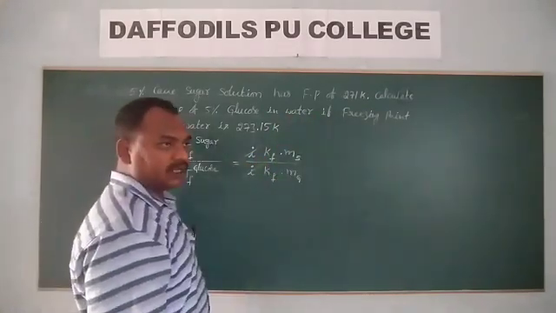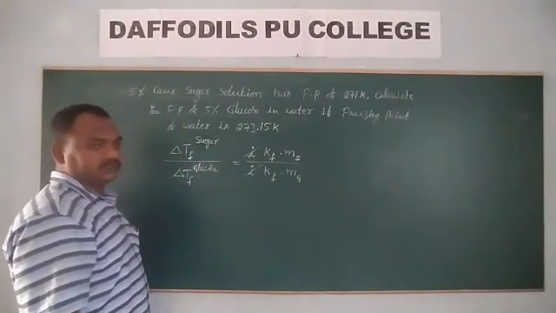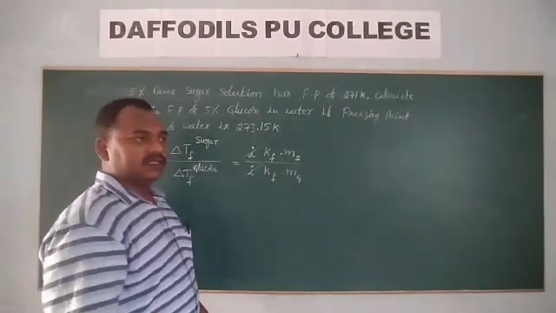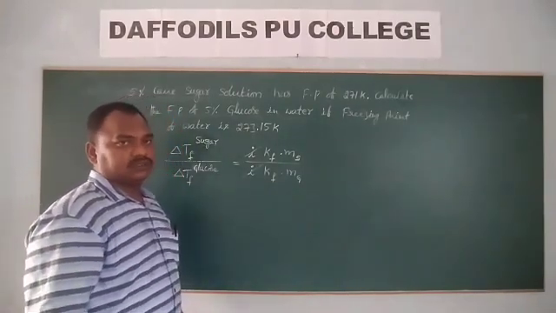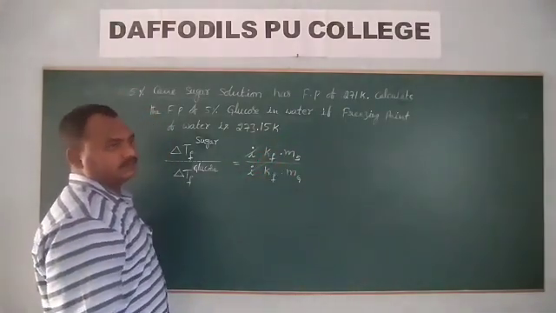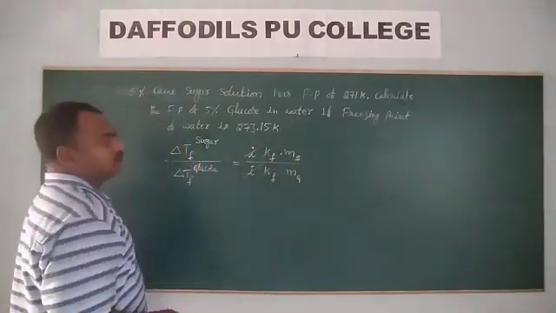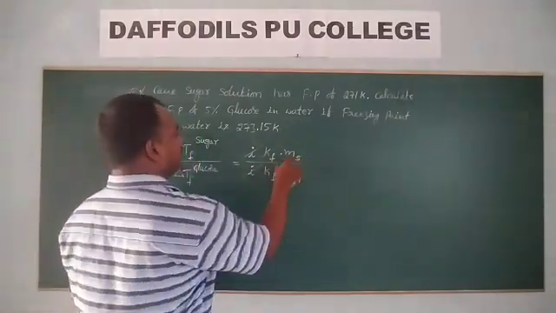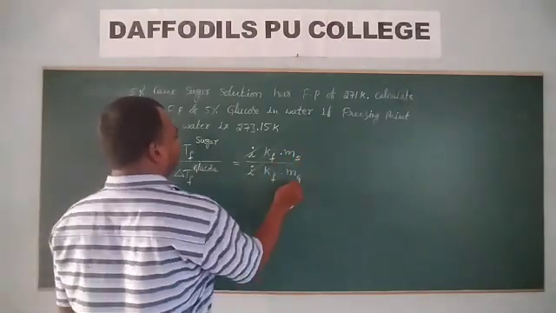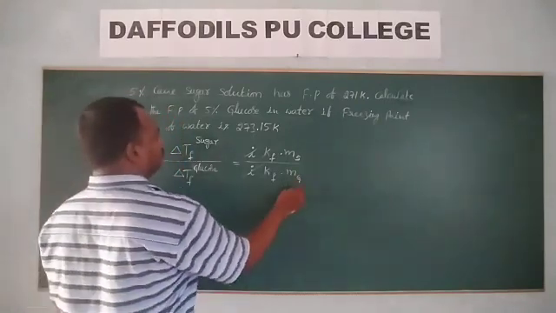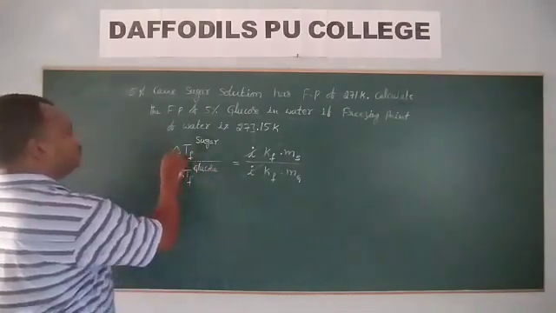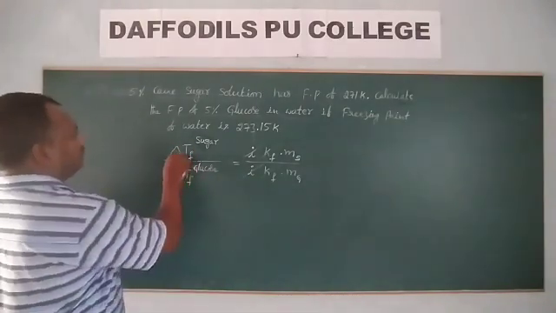Kf, the cryoscopic constant, depends on the solvent. If the solvent does not change, Kf does not change. So Kf is the same for both the things. So which one differs? Molarity differs. So you have to find out the molarity of the sugar and the molarity of glucose. If you find out the molarity of sugar and glucose, we can substitute all these things here.